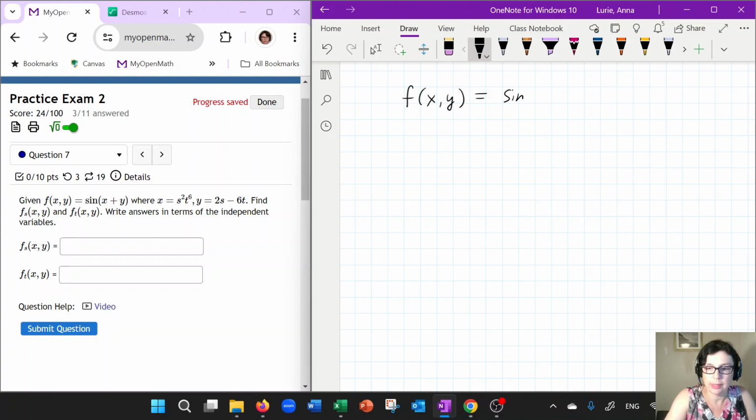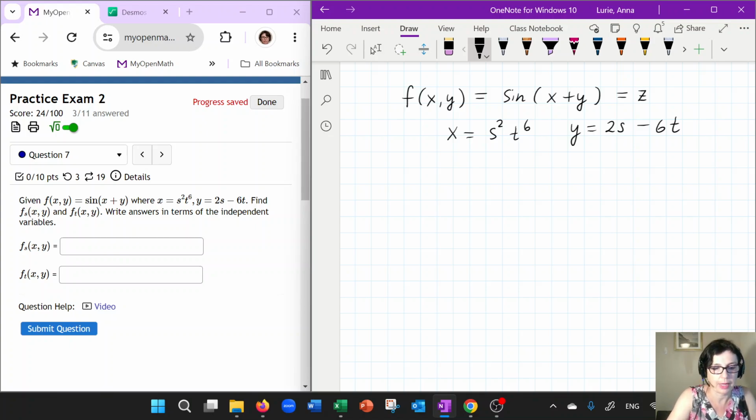So we've got sine of x plus y as our function of x and y, but x itself is a function of s and t, and y is also a function of s and t. Now let's draw a diagram that can help us answer the questions about the chain rule. So I like to actually call it z, they call it f. I kind of don't like this notation, but whatever.